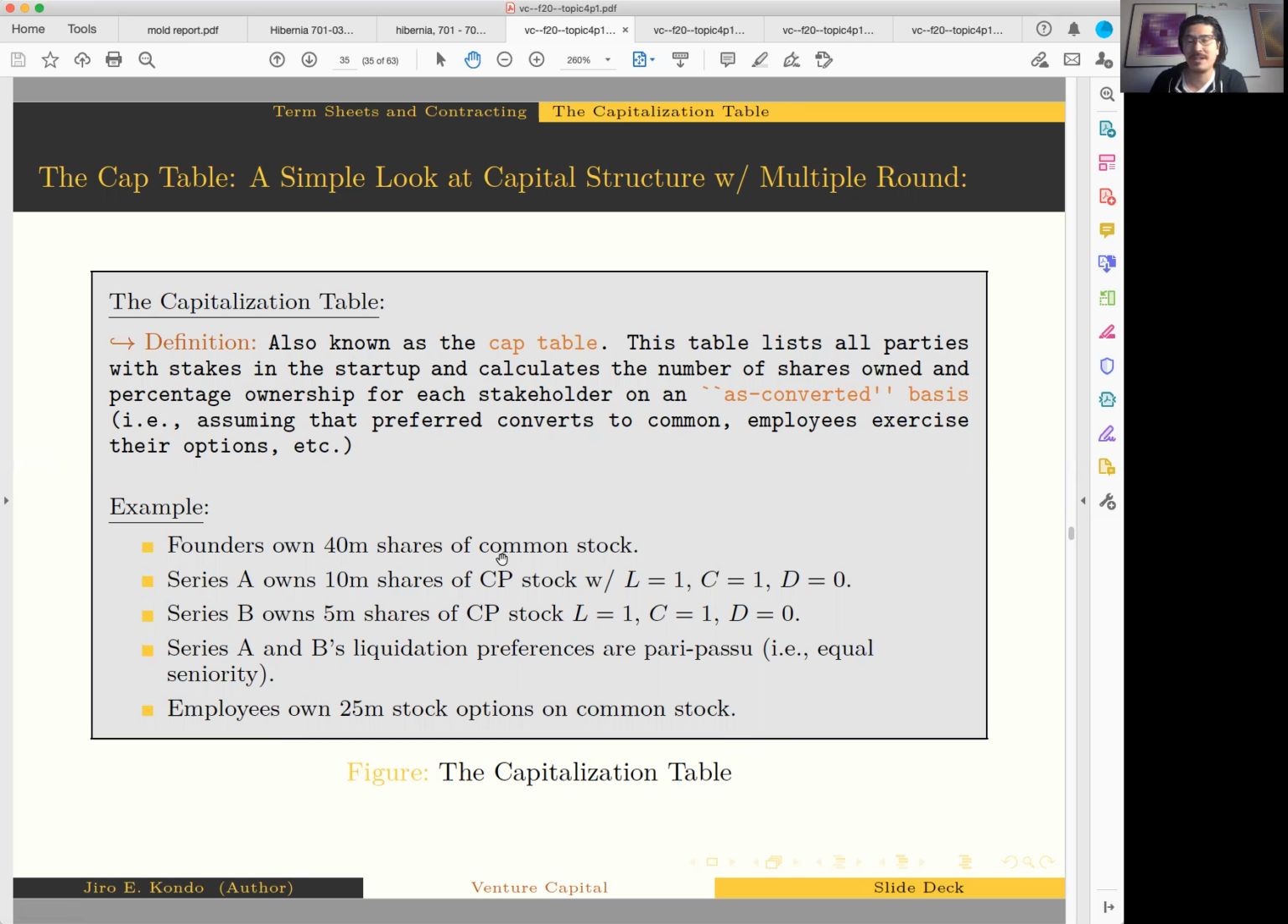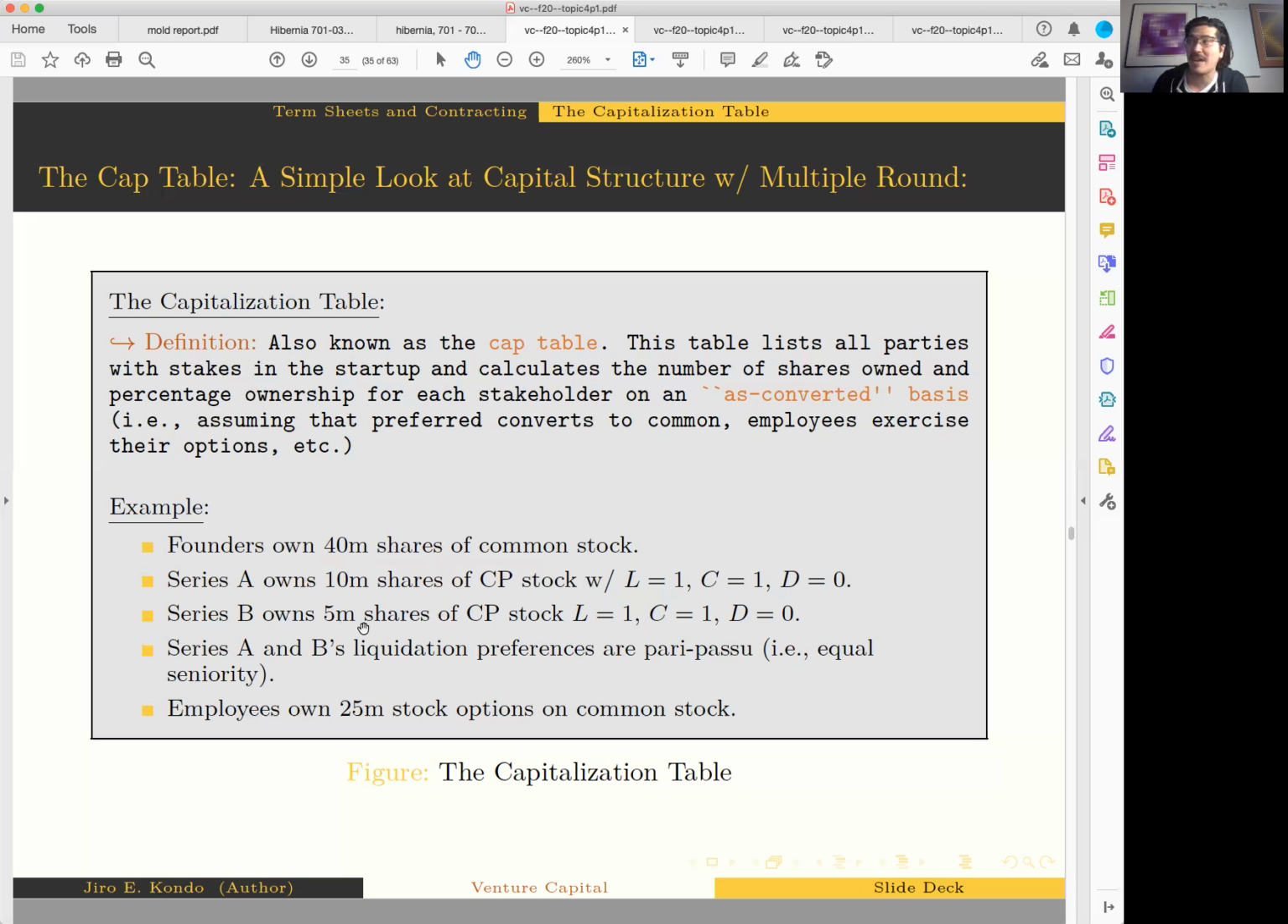Founders own 40 million shares of common stock. So far, so good? Series A, the first round of investor, owns 10 million shares of convertible preferred stock with a liquidation preference multiple of 1, convertible 1-to-1 into common. So you can take these 10 million preferred shares, bring them in and say, give me 10 million common shares. So far, so good? No dividends, whatever.